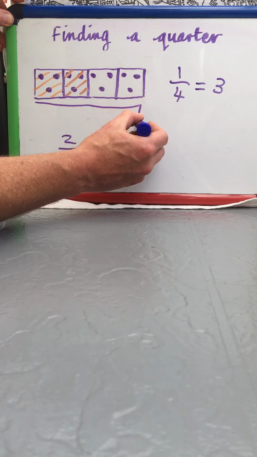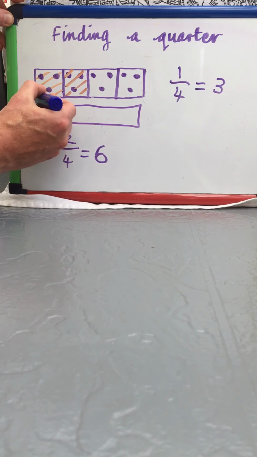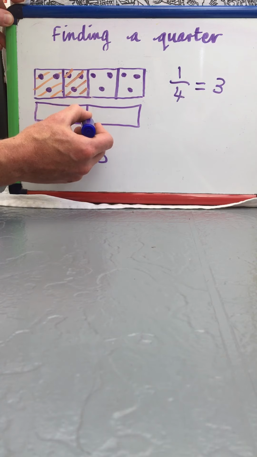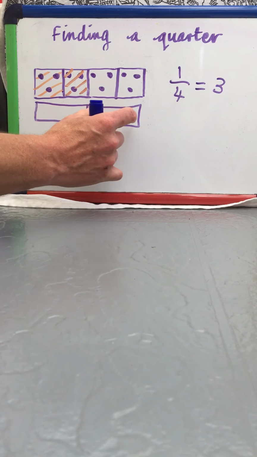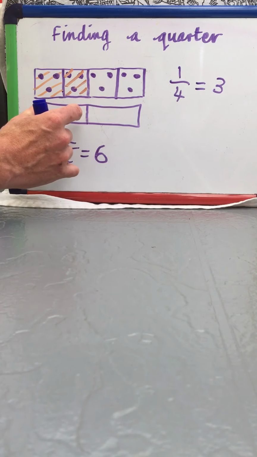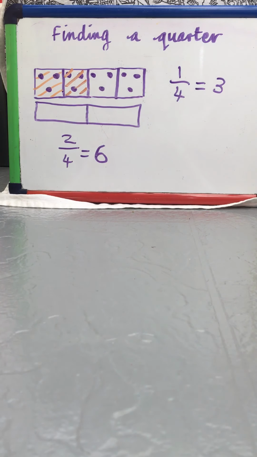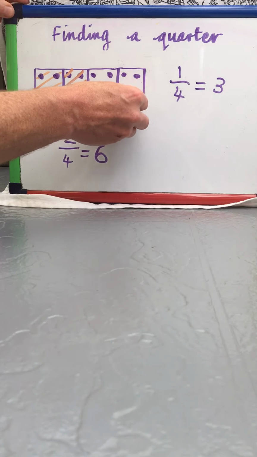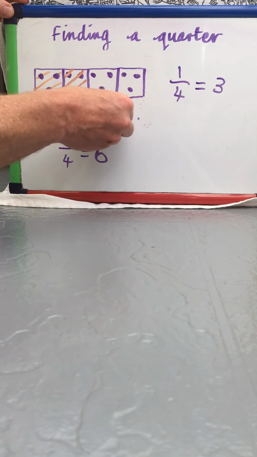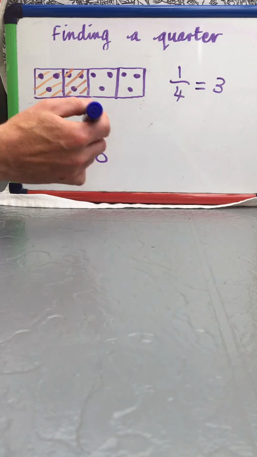And we can draw that on quickly. And there's a whole, and there's half each, when we share between 2 people. And can you see 2 quarters is the same as a half? Okay. So 2 quarters of 12 is 6. How about 3 quarters?